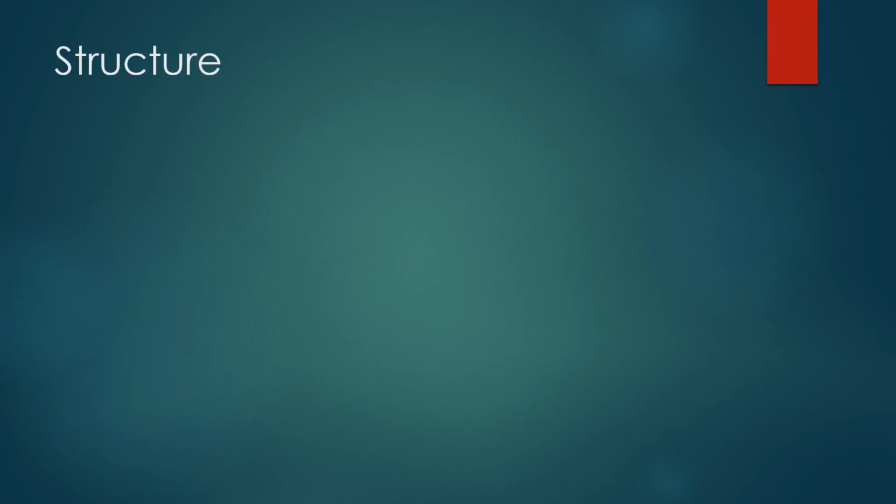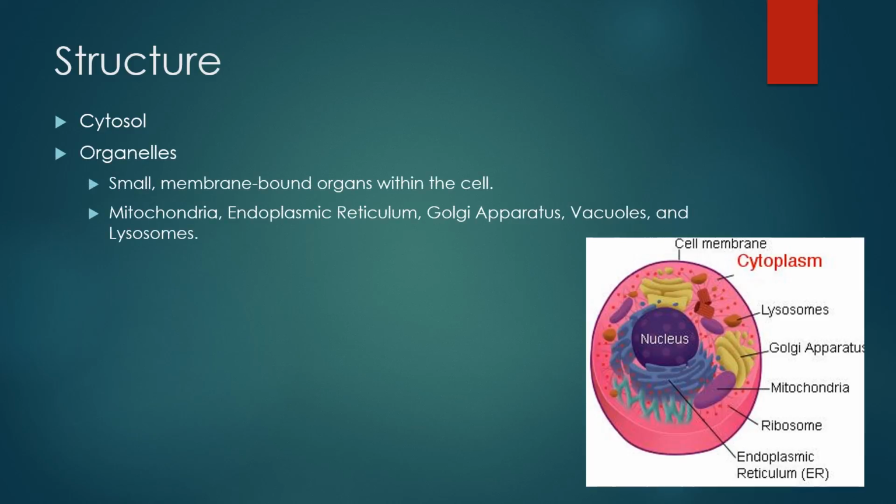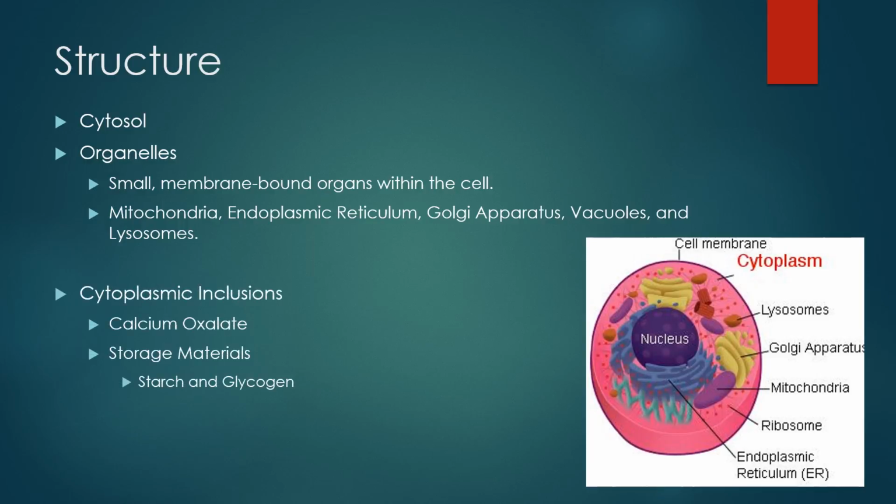Organelles are small, membrane-bound organs within the cell. These organelles perform vital processes inside the cell. Some of these organelles include the mitochondria, the endoplasmic reticulum, the Golgi apparatus, vacuoles, and lysosomes. Cytoplasmic inclusions are tiny particles which are suspended in the cytoplasm and range from calcium oxalate crystals to storage granules of materials like starch and glycogen.